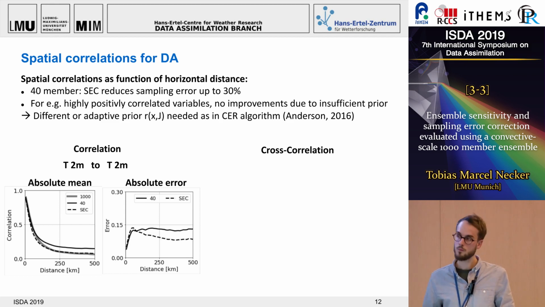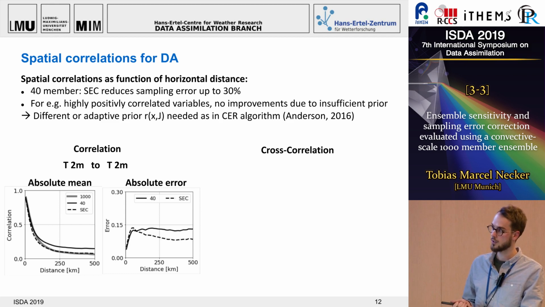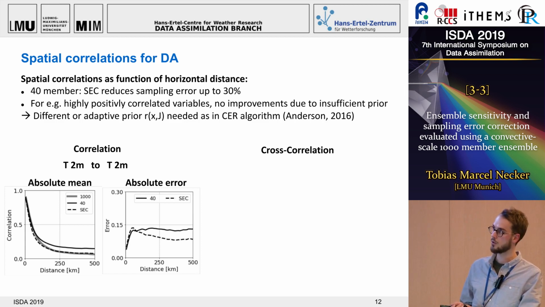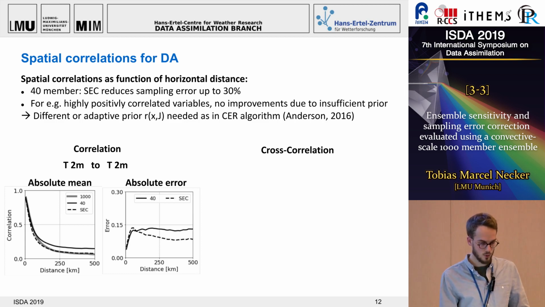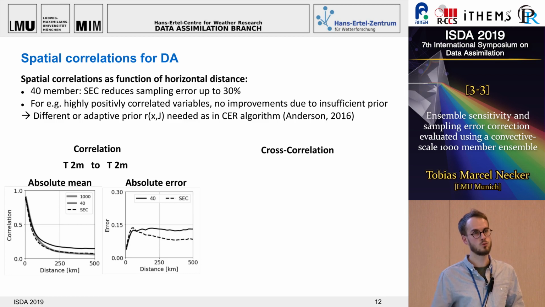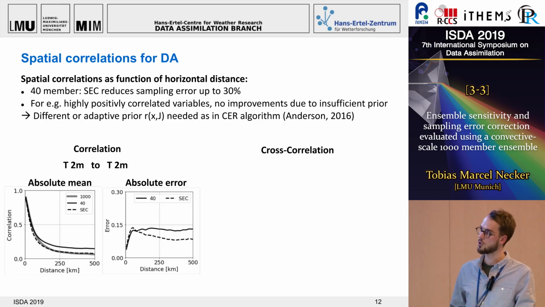And we can see again, also for the spatial correlation, a clear improvement and reduction of sampling errors applying the sampling error correction. But we also can see a slight degradation, which is related to this prior assumption. And Jeffrey Anderson, who suggested this sampling error correction in 2012, already thought about that problem and adapted it in his 2016 paper. This paper is about how you can improve the prior assumption to improve the sampling error correction. So it's now a climatological prior, which clearly performs better.